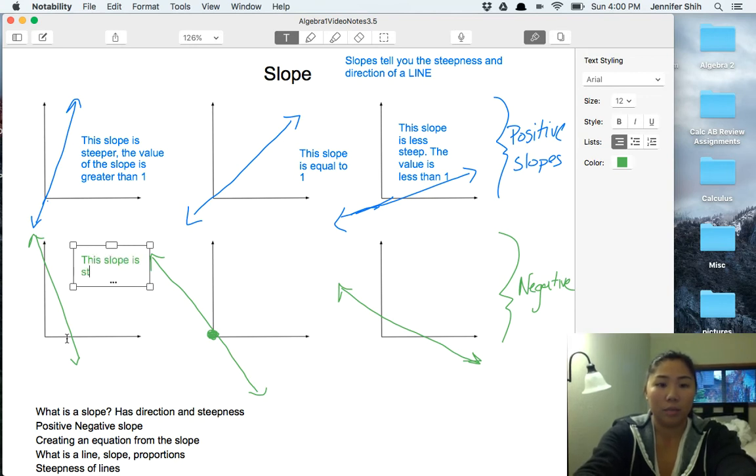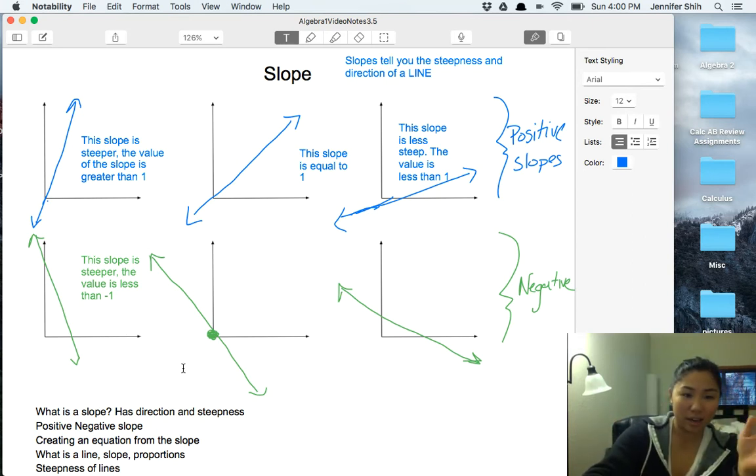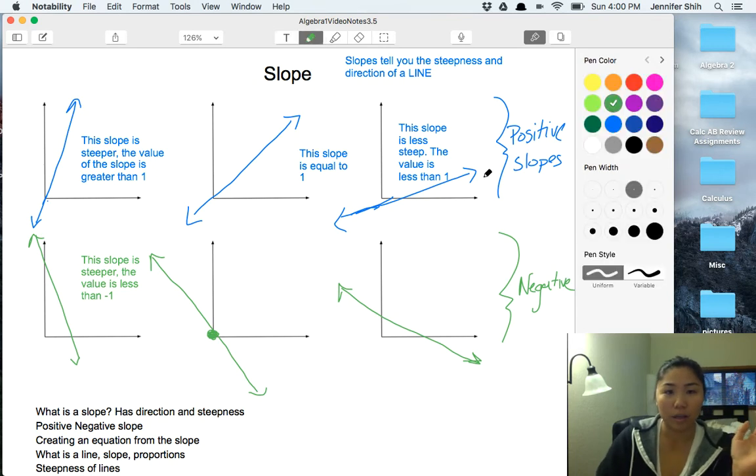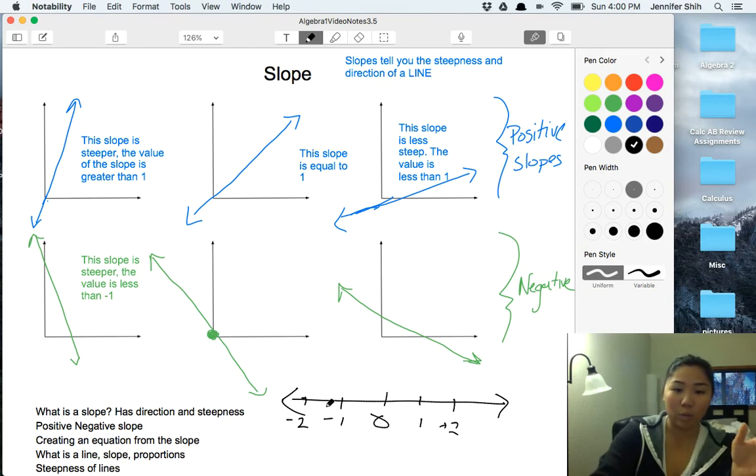So this one is going to be steeper. The value is less than -1. So this value of the slope could be -2 or -3 or -3.5, but it's less than -1 on the number line. Let me just draw a number line here so you guys are pretty clear about this. Here's 0, and here is 1, and here is -1. And over here is -2, and over here is +2. So when I say it's less than -1, I'm saying that it's like -2 or -3.